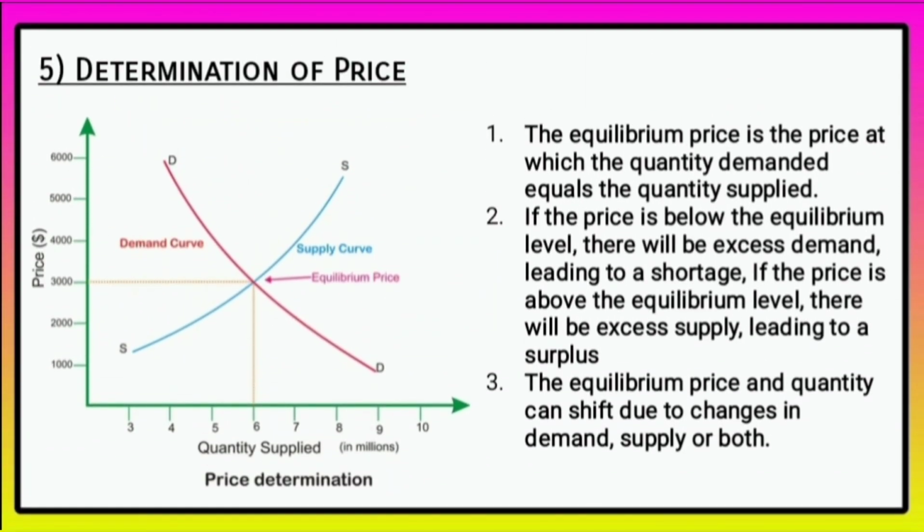4. Determination of price. The determination of price in a market economy is influenced by the interaction of the forces of supply and demand. When the quantity of a product or service that consumers want to buy, demand, is greater than the quantity that suppliers are willing to sell, supply, the price of the product or service will tend to increase. Conversely, when the quantity supplied exceeds the quantity demanded, the price will tend to decrease. The point where the quantity supplied equals the quantity demanded is known as the equilibrium price, which is determined by the intersection of the supply and demand curves.